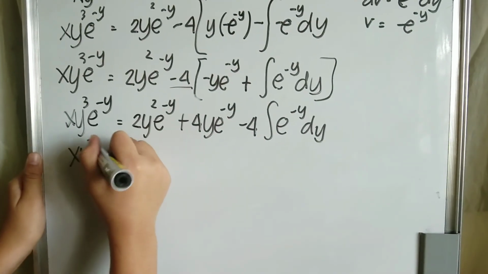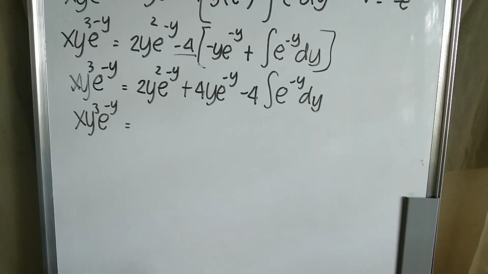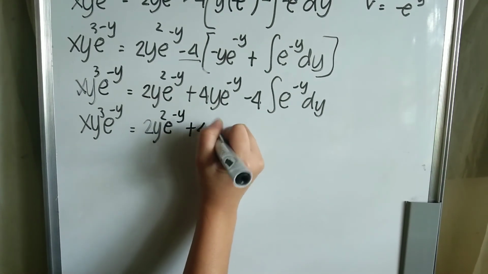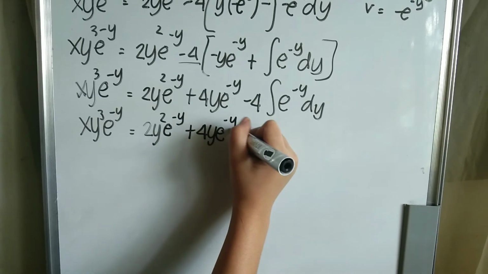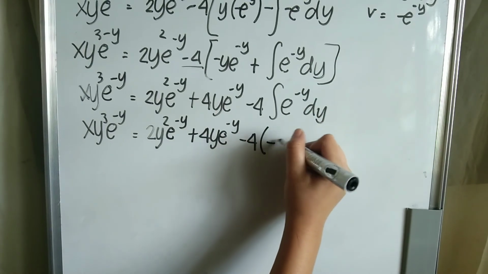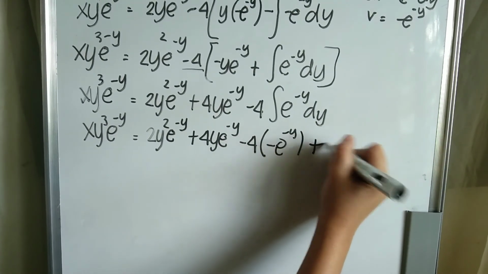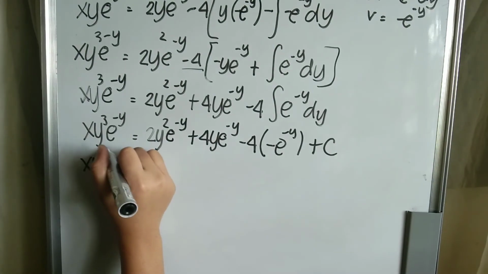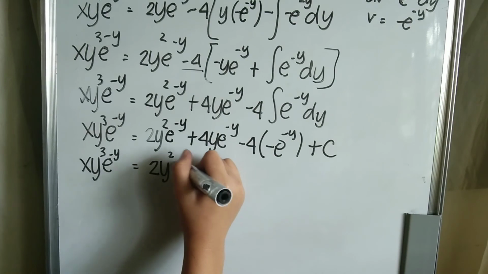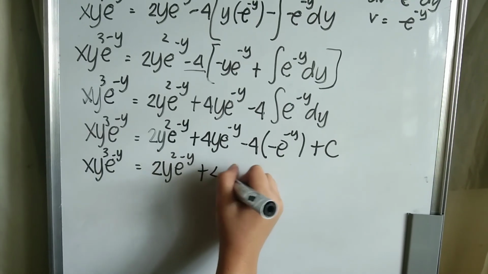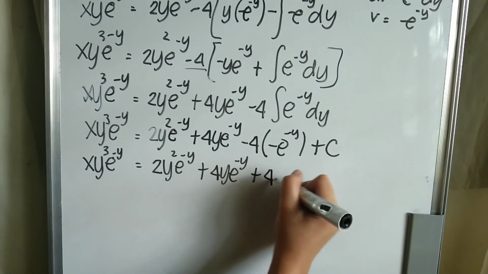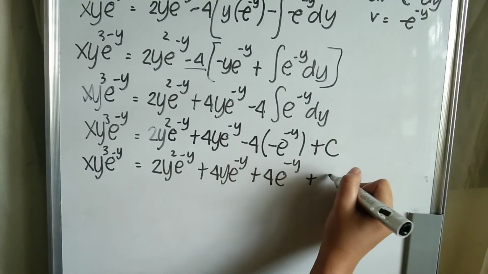Simplify, this will become x y cubed times e raised to the power of negative y is equal to 2y squared times e raised to the power of negative y plus 4y e raised to the power of negative y minus 4, and the integral of e raised to the power of negative y is negative e raised to the power of negative y plus c. So this will become x y cubed times e raised to the power of negative y is equal to 2y squared times e raised to the power of negative y plus 4y times e raised to the power of negative y plus 4 e raised to the power of negative y plus c.